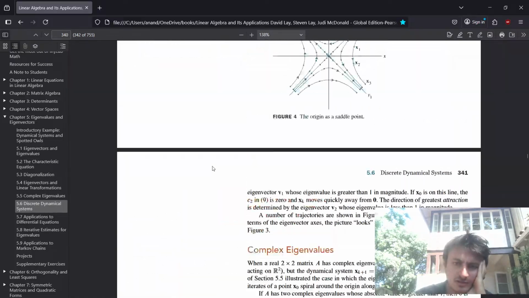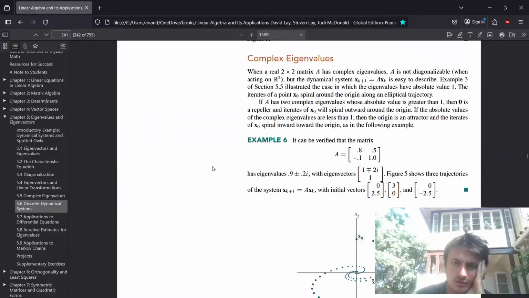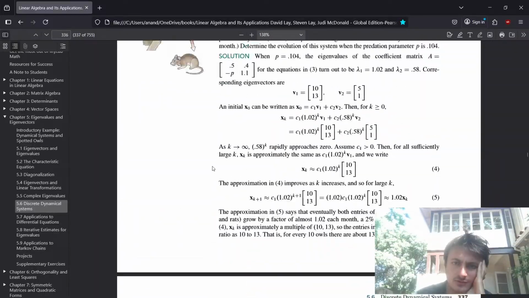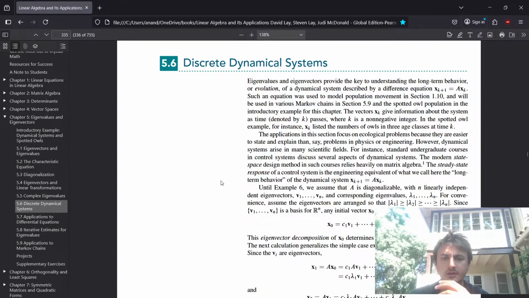All right, then, wait, let's see. 1, 2, 3, 4, 5, 6, 7, 8. Okay, so a pretty long section actually.